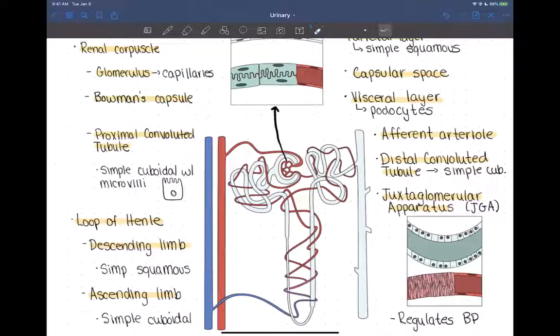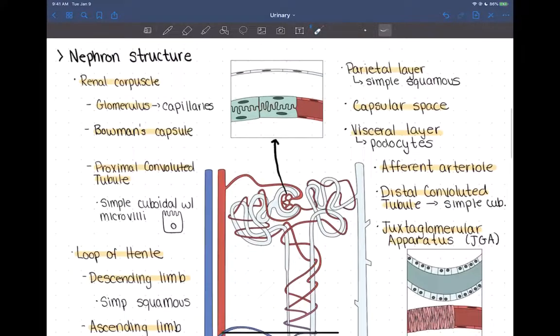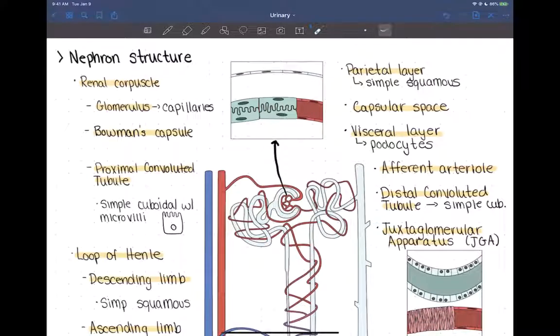Okay? And so we're going to start off with the region where that blood is filtered to form kind of the precursor for urine. And that is going to be here in this structure, which is called the renal corpuscle. Okay, so the renal corpuscle, right, that's this word here. The renal corpuscle has two parts.